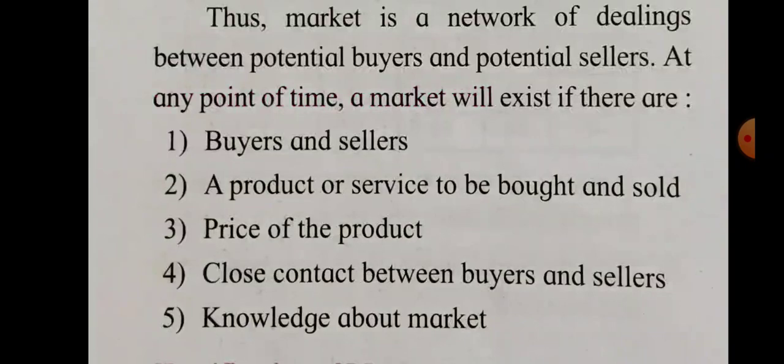Thus, market is a network of dealing between potential buyers and potential sellers. At any point of time, a market will exist if there are: number 1, buyers and sellers, a very important point in market; number 2, a product or service to be bought and sold; number 3, price of the product; number 4, close contact between buyers and sellers; and number 5, knowledge about the market.